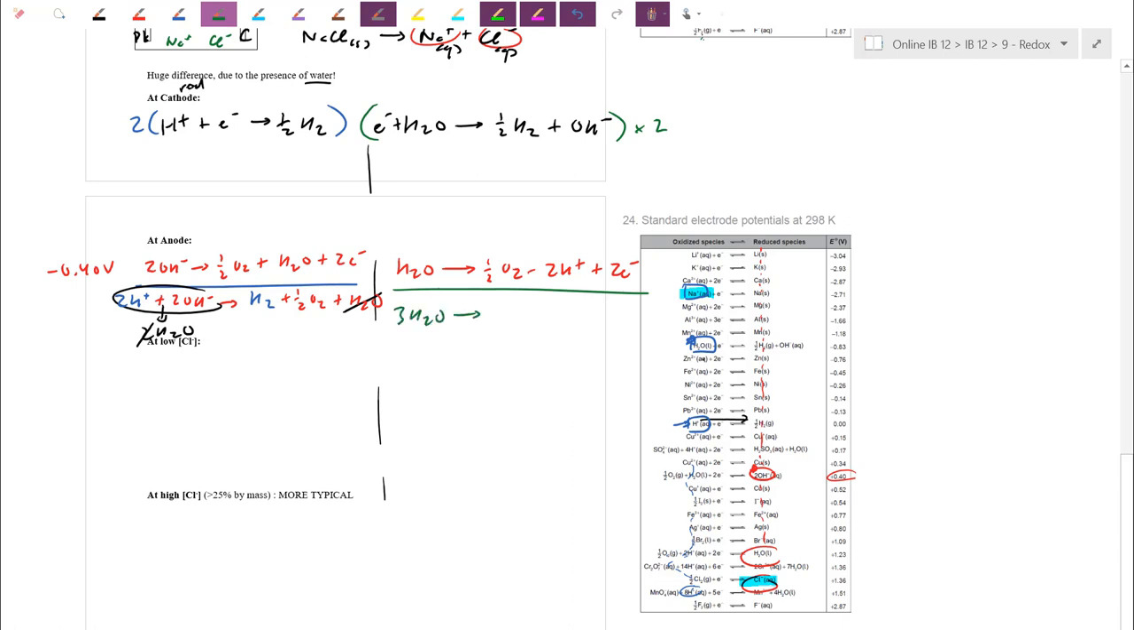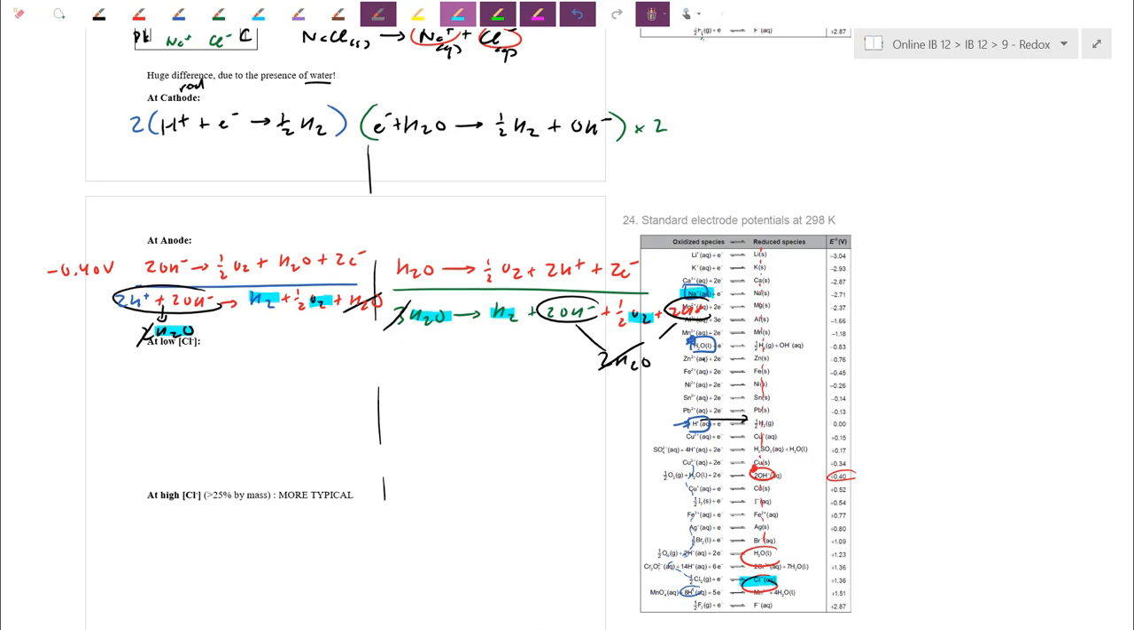I'm going to have 3 waters total, and then 2 times half, so I'm going to get an H2. I'm going to get 2 hydroxide. The other equation wasn't doubled or anything like that, so plus half an O2 plus 2H plus. And we just saw that 2OH minus and 2H plus is just 2 waters, and those 2 waters cancel this one here. So long story short, we get the same equation. 1 water becomes H2 and O2. Whether you use the actual H plus or the OH minus, you end up with the same equation.